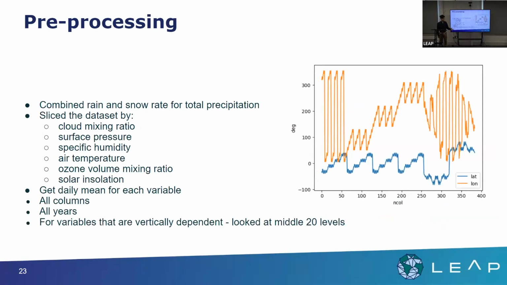The pre-processing is very straightforward. We combined rain and snow rate for total precipitation. We sliced the data set along those variables I discussed. And then for variables that are vertically dependent, we looked at the middle 20 levels.